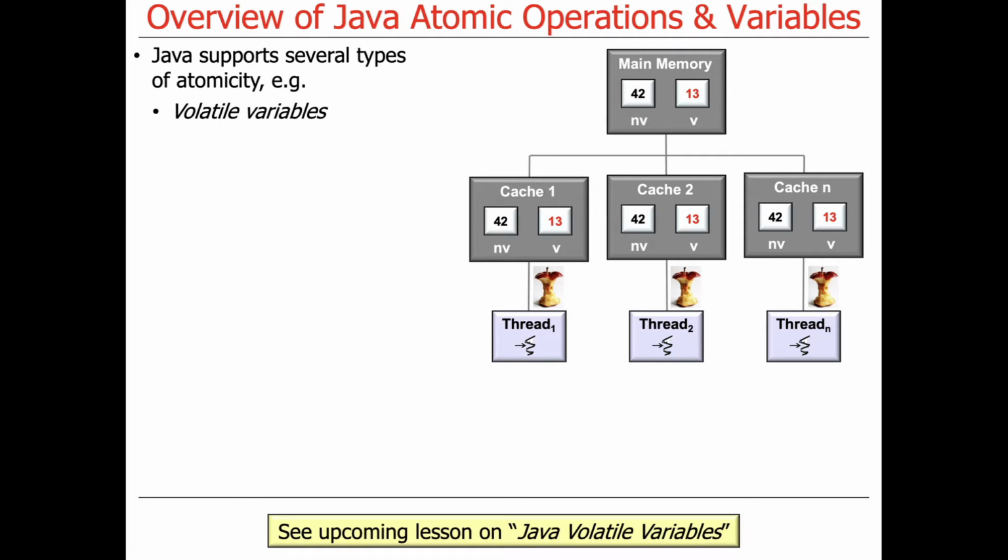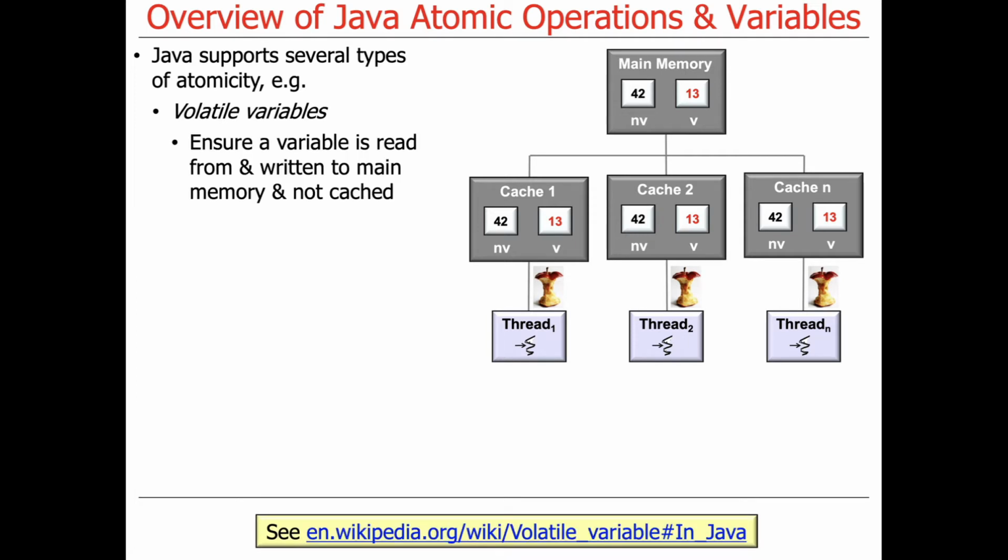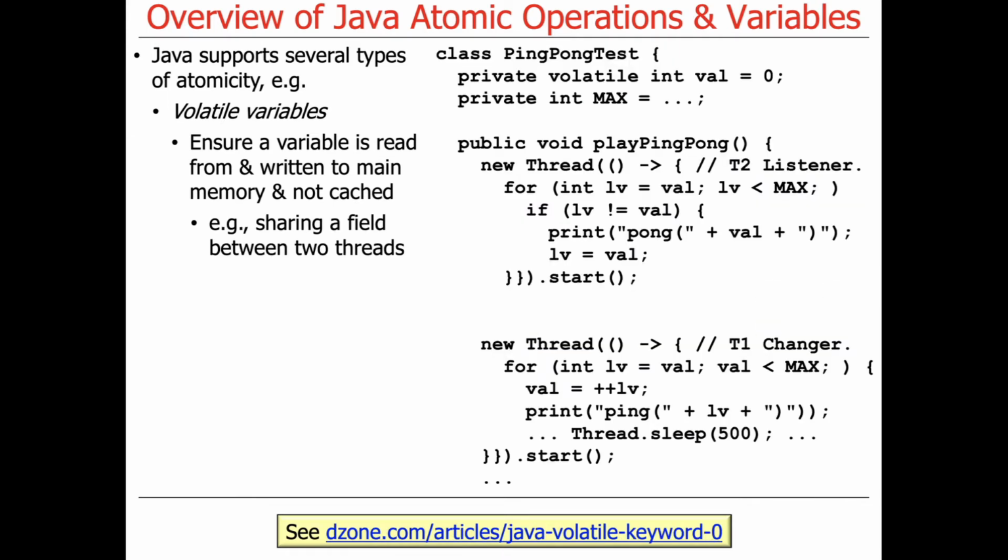So what are volatile variables? They ensure a variable is read from and written to main memory by threads running in processor cores, and does not go into the cache. They are read directly to and from memory. They do not get stuck in caches. The cache could be updated, of course, but that's just a byproduct of writing to main memory. So they go right to main memory.